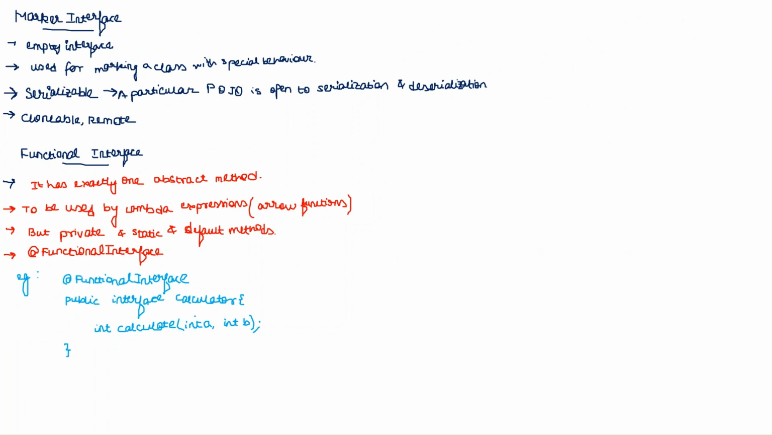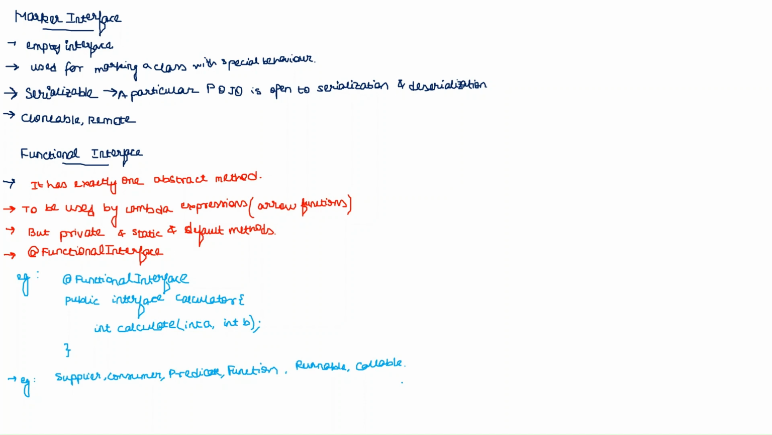Some examples of common functional interfaces are Supplier, Consumer, Predicate, Function, Runnable, and Callable. There are even more kinds of functional interfaces. We will study them in great detail once we complete generics.